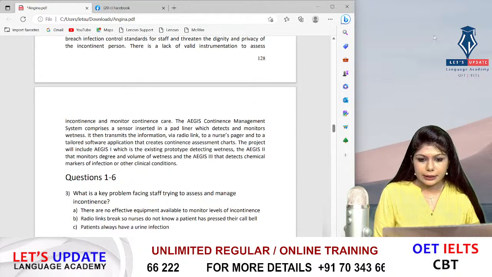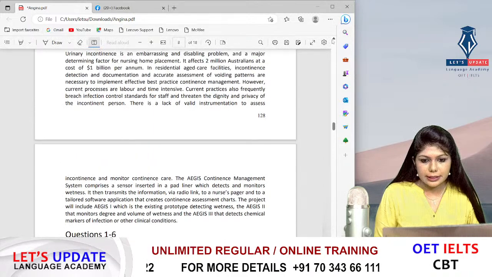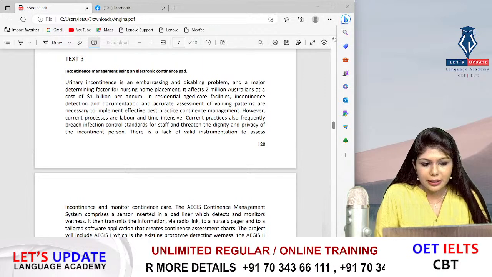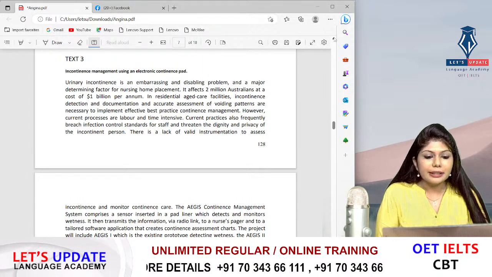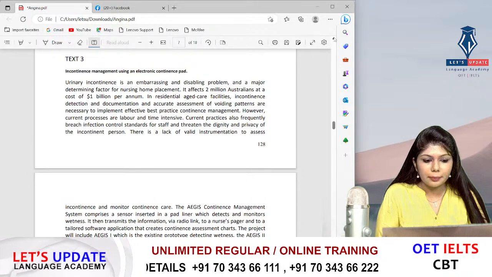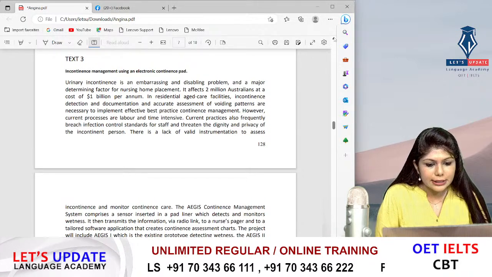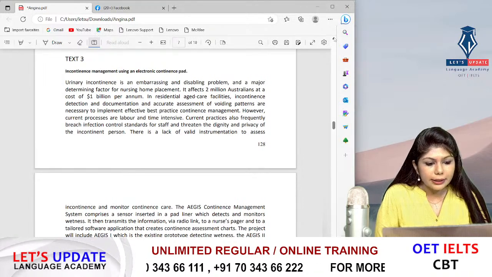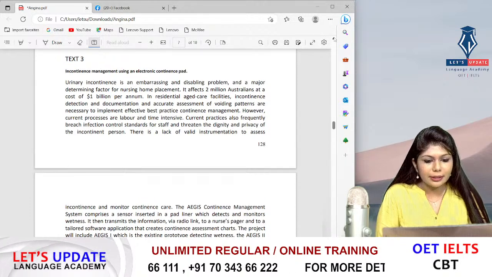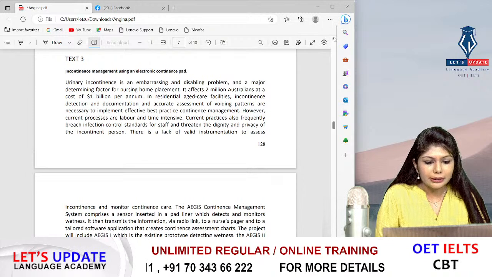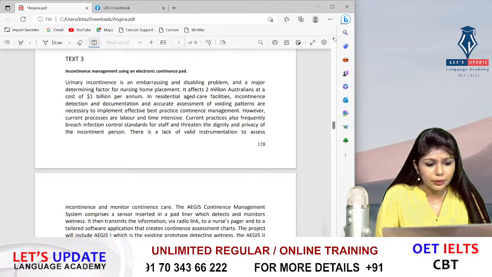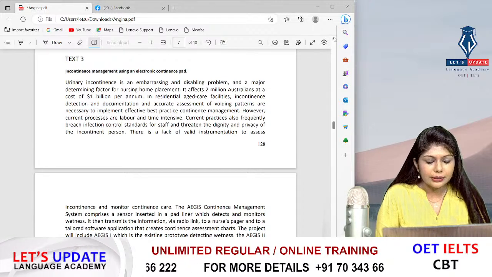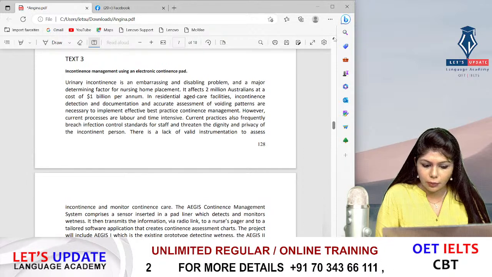So I think now we shall read this extract. Urinary incontinence is an embarrassing and disabling problem and a major determining factor for nursing home placement. It affects 2 million Australians at a cost of $1 billion per annum in residential aged care facilities. Incontinence detection and documentation and accurate assessment of voiding patterns are necessary to implement effective best practice continence management. However, current processes are labor and time intensive. Current practice also frequently breaches infection control standards for staff and threatens the dignity and privacy of the incontinent person. There is a lack of valid instrumentation to assess incontinence and monitor continence care.